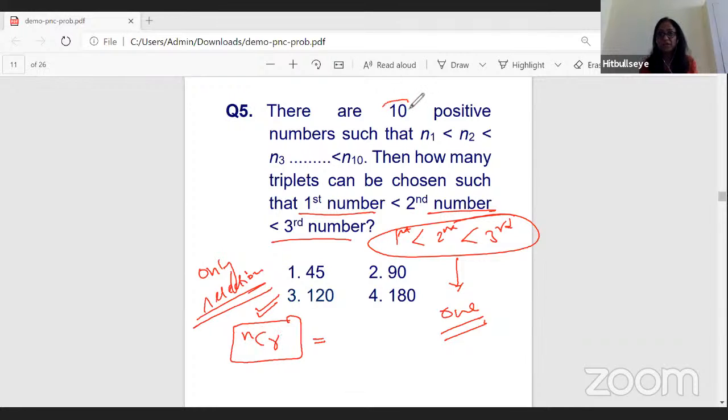How many numbers are available to me? 10. So N is given in your question as 10. How many are you supposed to select out of it or choose out of it? A triplet. That is, you are allowed to choose 3. Right? So the answer is 10C3.